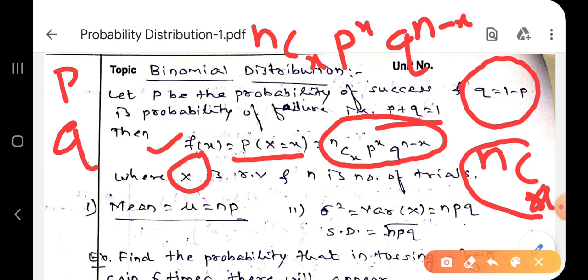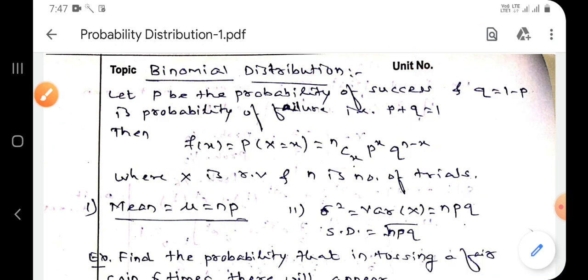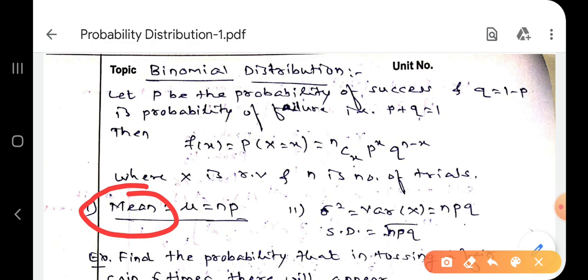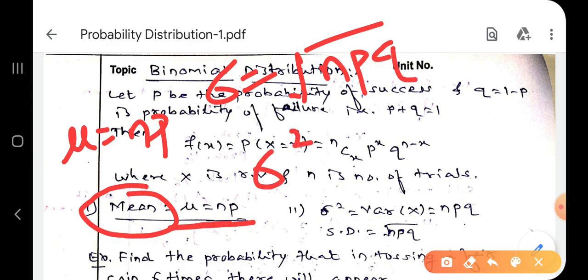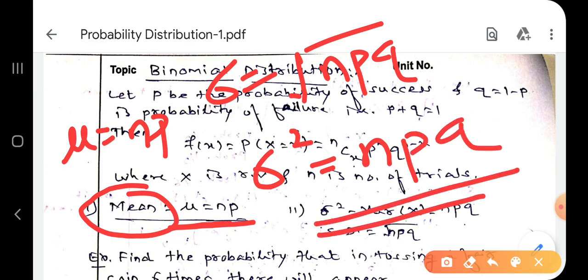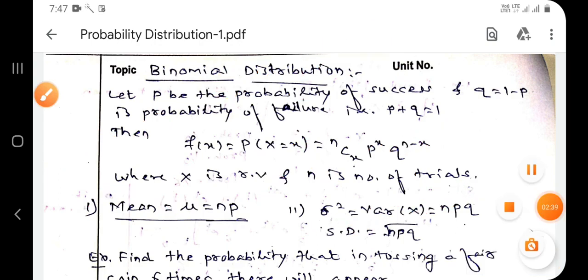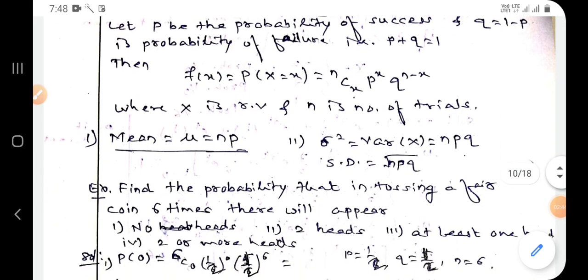Now here in binomial distribution, the mean value, that is E of x, mu, is np. In binomial distribution, mean is np and standard deviation is root of npq. Root of npq means variance is npq. Variance is npq. With these formulas, let us solve some more problems on binomial distribution.